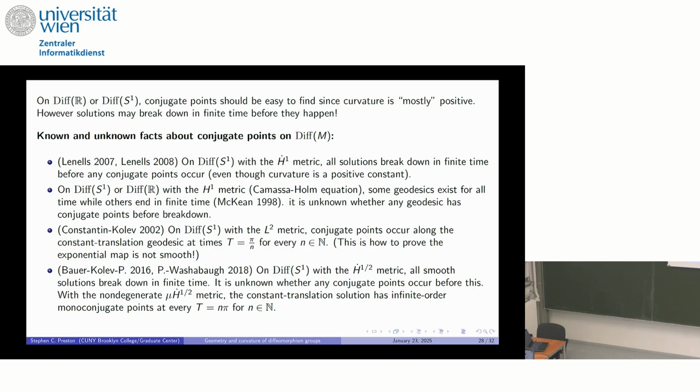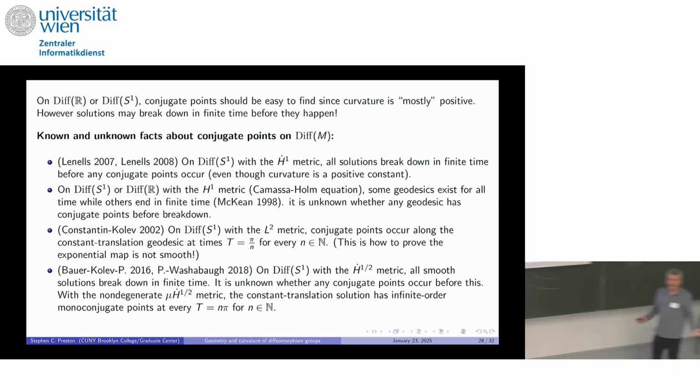Camassa-Holm. We know that solutions might break down or they might exist globally. We also know, we can work out the curvature, we think there should be lots of conjugate points. But it is unknown whether there's even a single conjugate point along a solution of the Camassa-Holm equation, which is embarrassing that I don't know that.